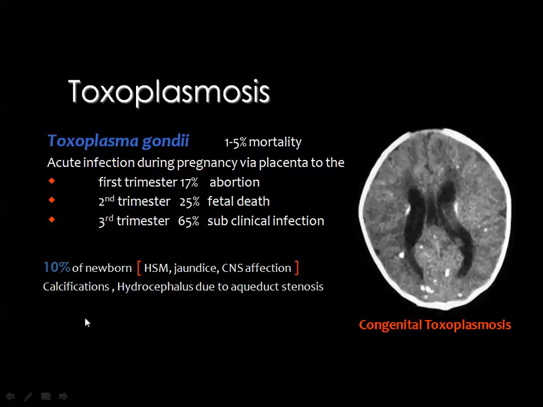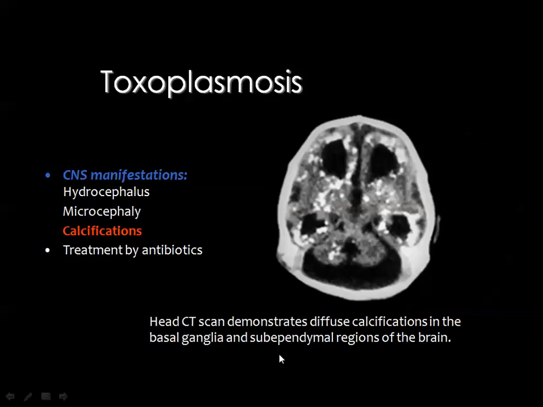And 10% of the patients will have hepatosplenomegaly, jaundice, and CNS manifestations. Of course, in the CT scan, you will see calcium, which is distributed around the ventricles, and also you may see hydrocephalus, which is commonly due to aqueductal stenosis. And this is a CT scan of a case of toxoplasma infection, where you can see extensive periventricular calcification and also calcium in the basal ganglia and calcium around the ventricles.